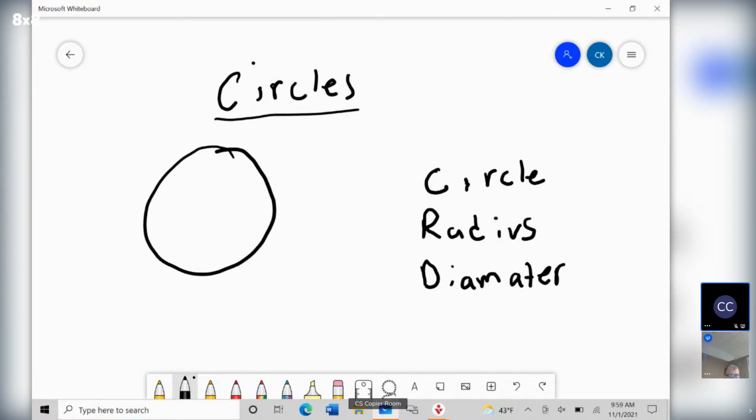Okay, you guys, I'm going to go ahead and get started. So you can see over the right, we're going to focus on kind of three parts of a circle today.